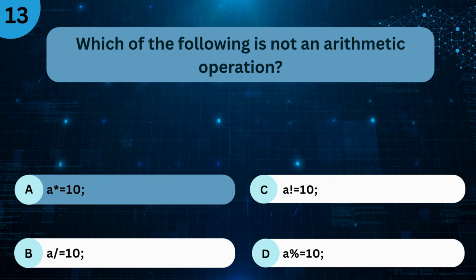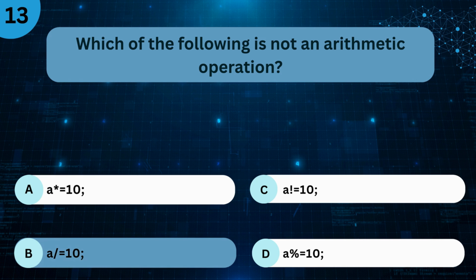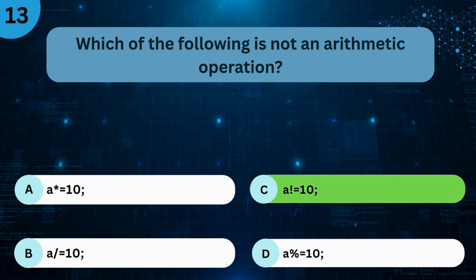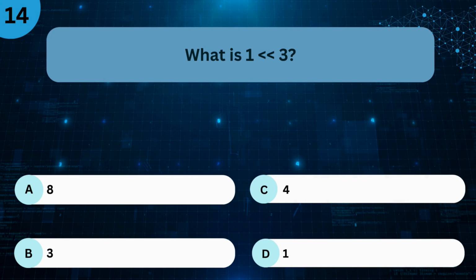A. a *= 10. B. a /= 10. C. a != 10. D. a %= 10. The right answer is C. a != 10. What is 1 << 3?